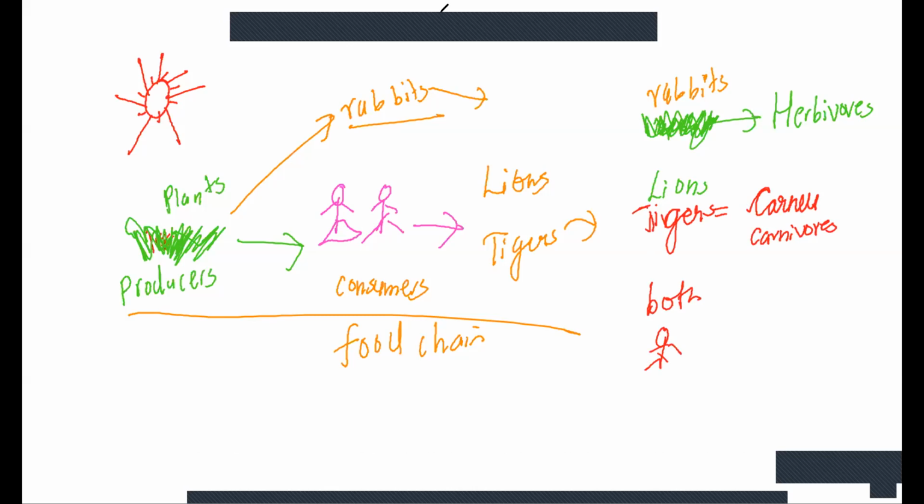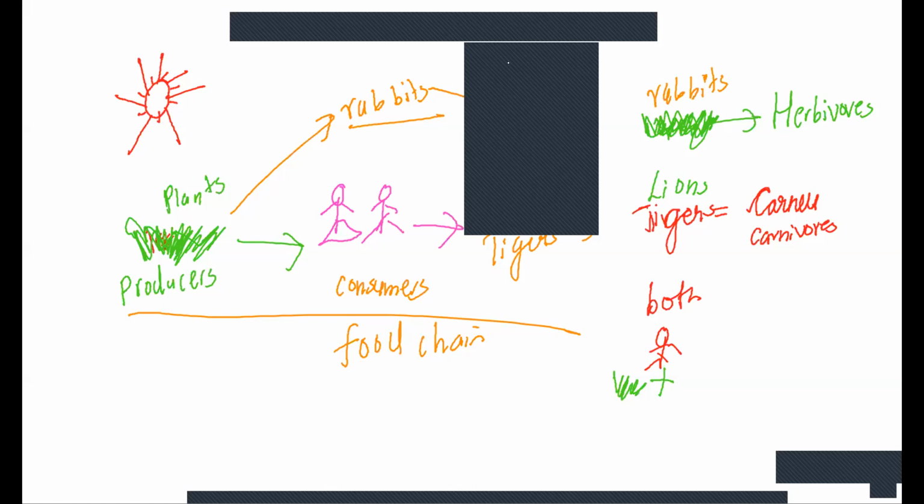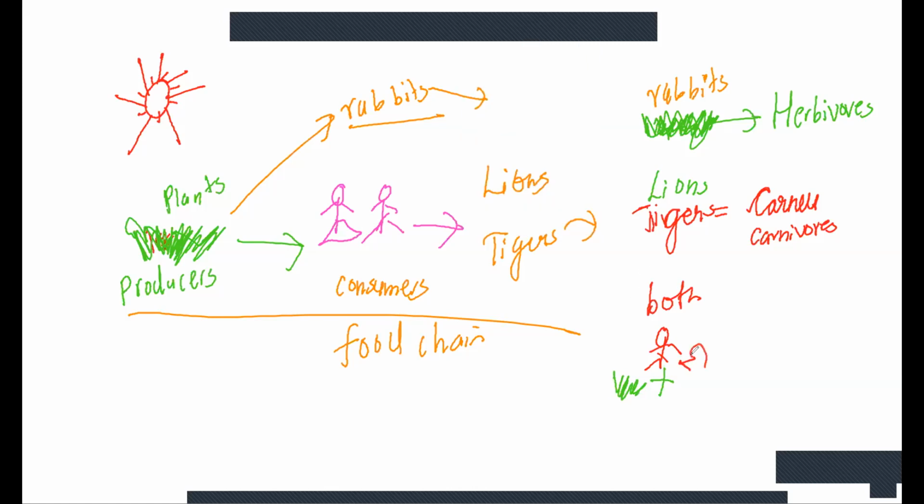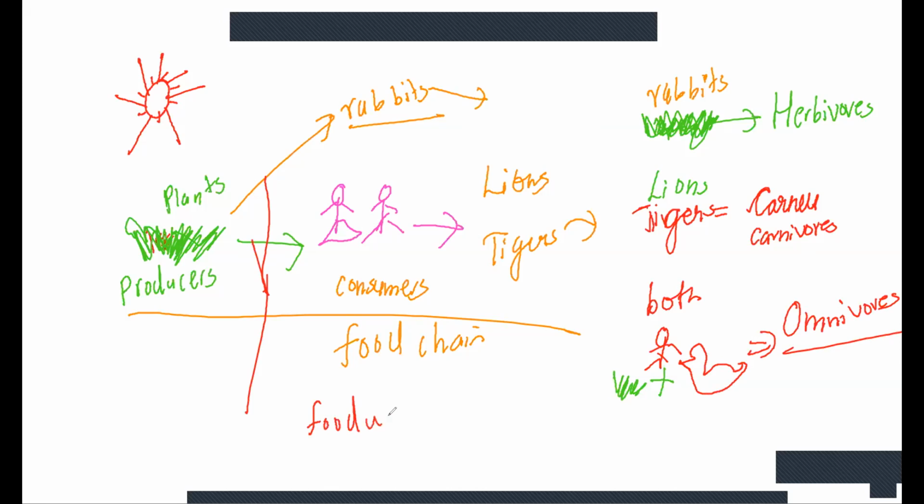We love to eat plants, and we also love to eat chicken. I'm sorry, my chicken is very bad, like a duck. So we are called omnivores. Everyone, this is the basic. You must know this. Now, girls, when I connect many more of these connections together, it's called a food web. Food web.